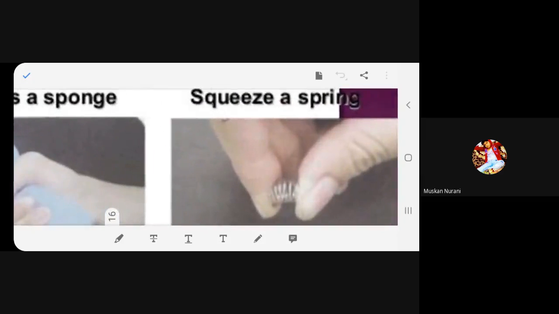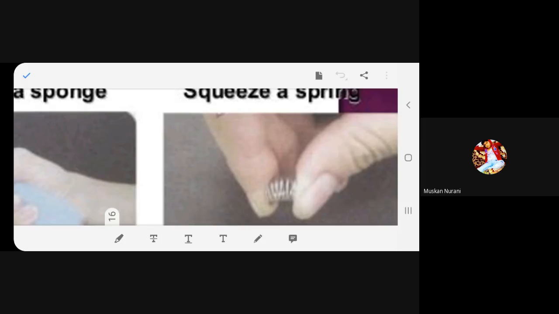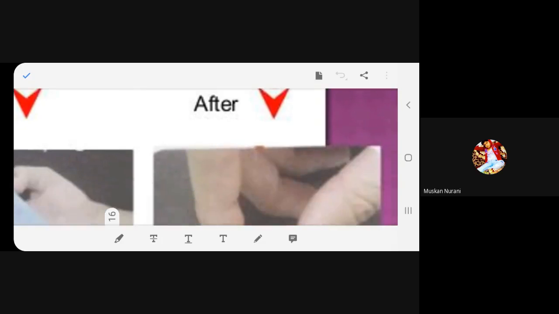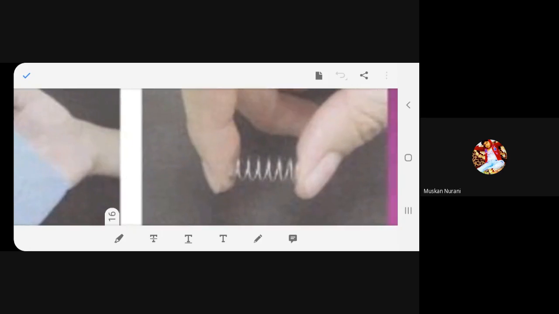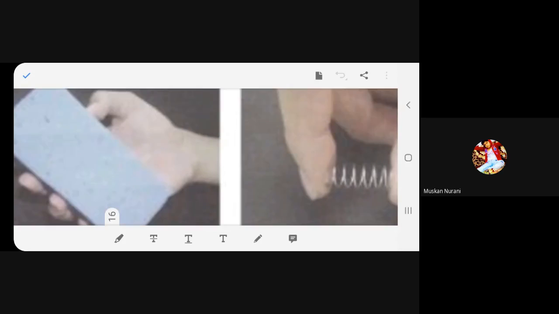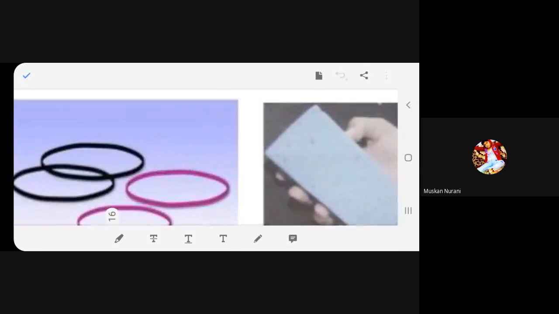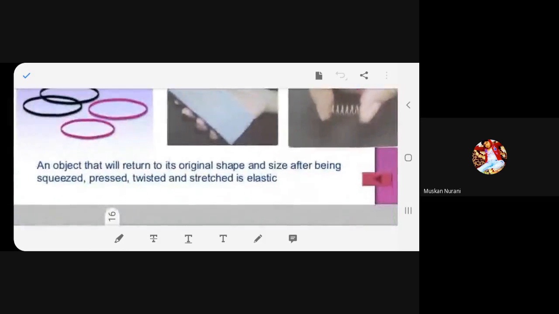You squeeze a spring. Can you see this over here? Yes. In the ball pin, you get the spring. Remember, a small spring you get. You can squeeze it. Later, when you leave it, these are applications of force. What happens? It comes back to its original position. See, the shape comes back. After we release the force, it comes back to its original shape.